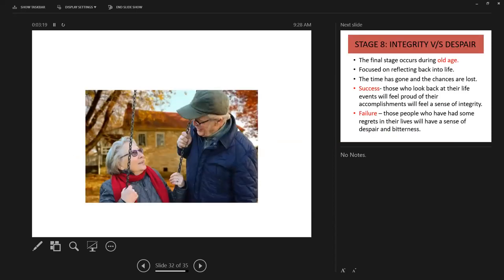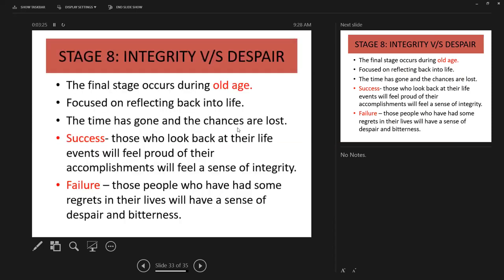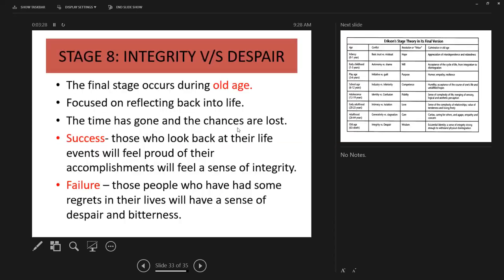So we proceed to the last stage, integrity versus despair, which takes place in old age. It is focused on reflecting back on life. Now at this point of time, the time has gone, the chances are lost. So either they can feel a sense of accomplishment and satisfaction, or they'll feel despair and a sense of bitterness. Success is when those people who look back at their life and events feel proud of their accomplishments and feel a sense of integrity.